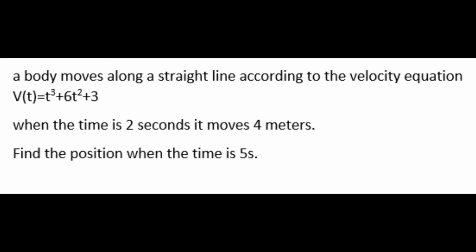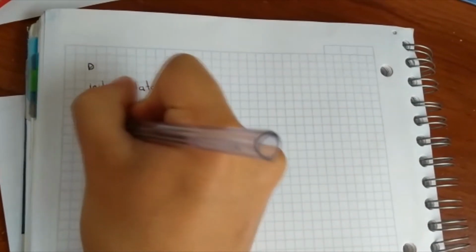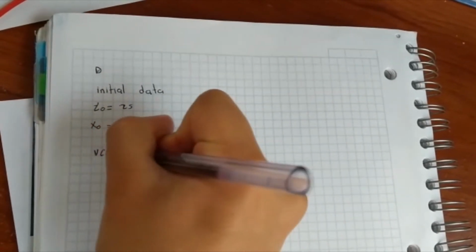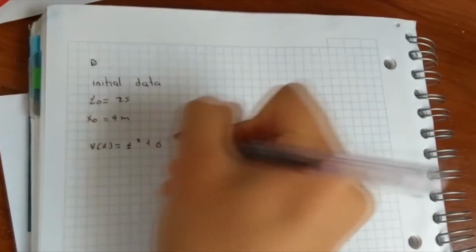Okay, now we are going to solve a physics problem with integrals. The problem is the following: a body moves along a straight line according to the velocity equation v of t equals t cubed plus 6t squared plus 3. When the time is 2 seconds, it is at 4 meters. We are going to find the position when the time is 5 seconds. So we have the initial data: time equals 2 seconds and distance equals 4 meters.